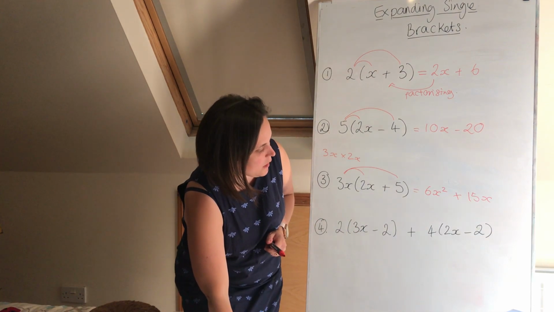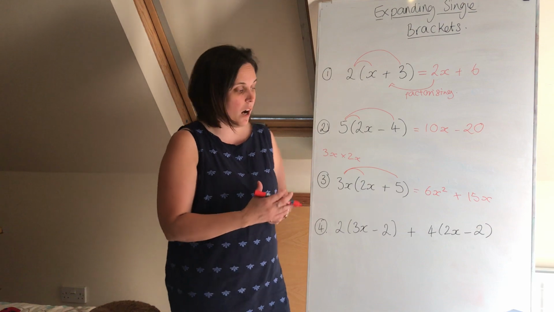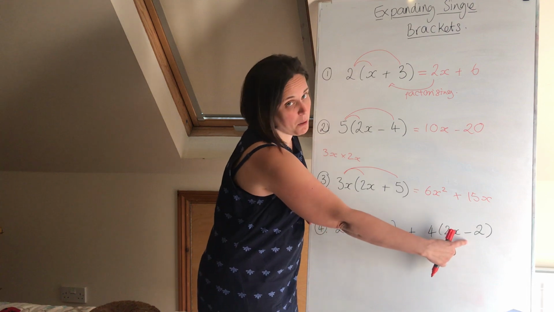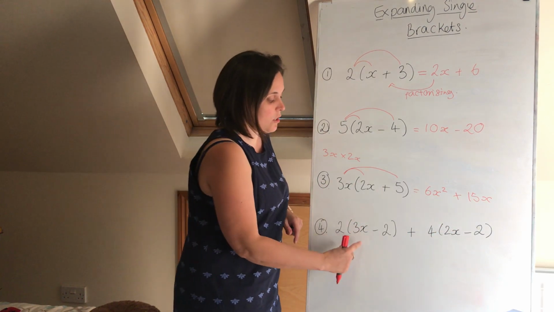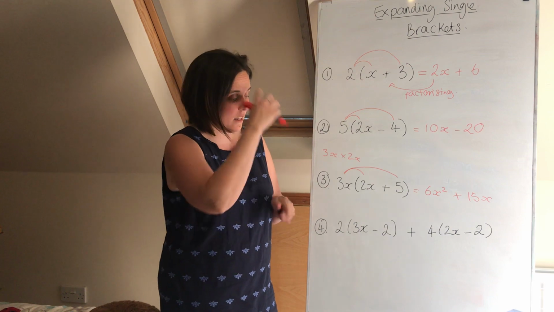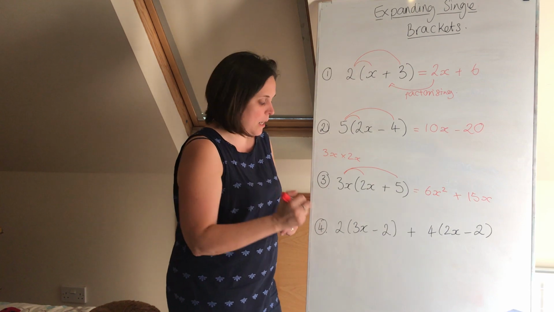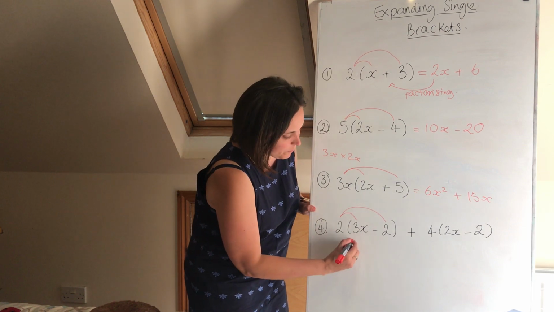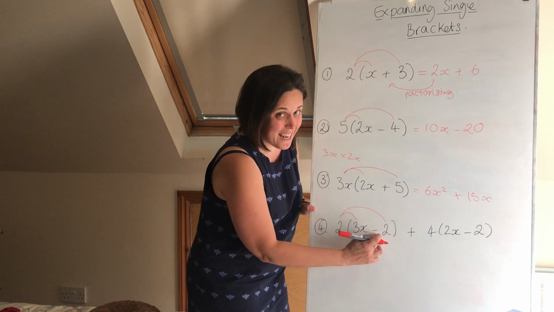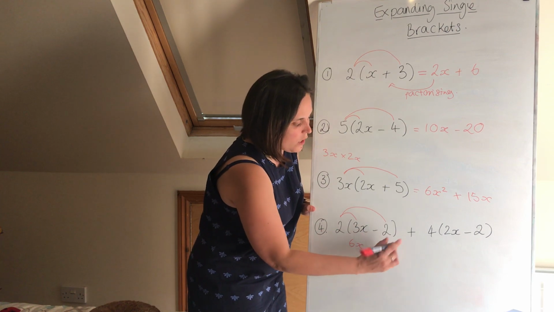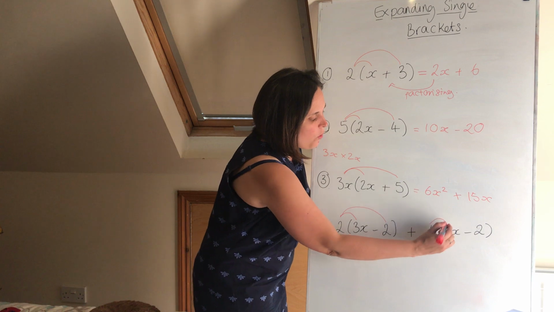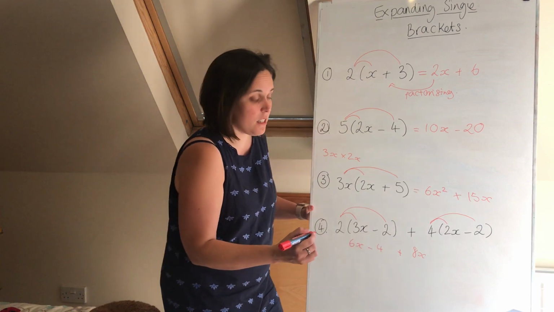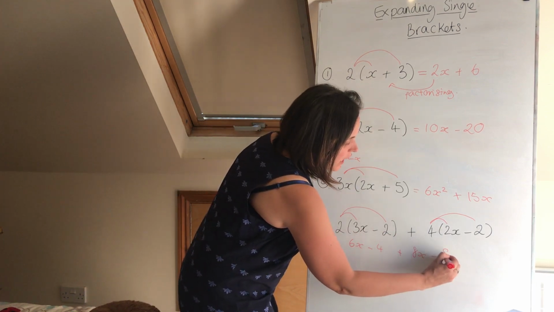Now, I thought I'd add this one in at the bottom because essentially this is the same thing, but I've got 2 brackets to collect together. So I've got a bracket plus another bracket, not to be confused when you've got 2 brackets which are multiplied together. Here we're adding them. So the first step is to expand both the brackets. So 2 times 3x is 6x. 2 times negative 2 is negative 4. Then we have plus, and we do 4 times 2x, which is 8x. And 4 times by negative 2, which is negative 8.